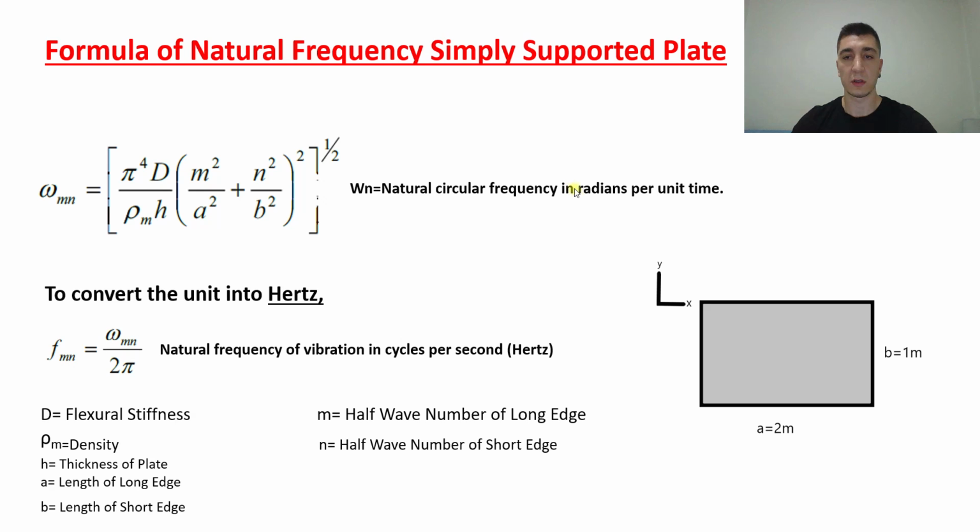This formulation is in radians per second, and we need to convert this into hertz. So to convert the unit into hertz, we will use this formulation. We will divide the natural circular frequency by 2 pi, so we can reach the natural frequency in hertz.